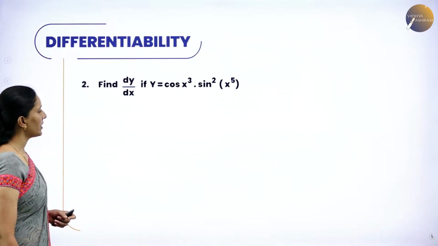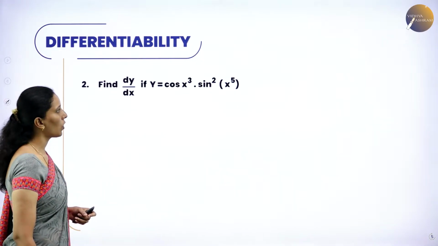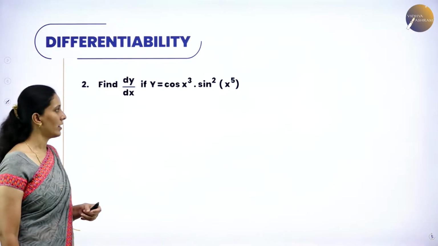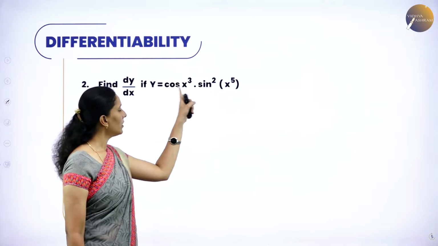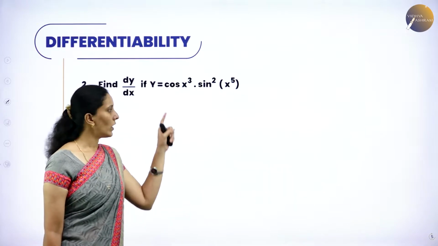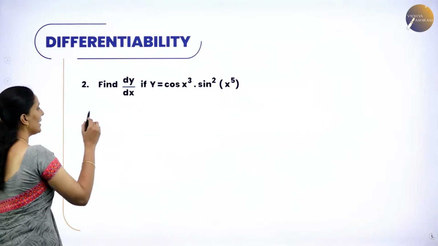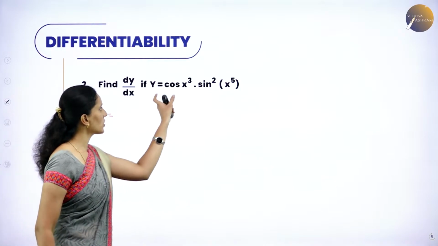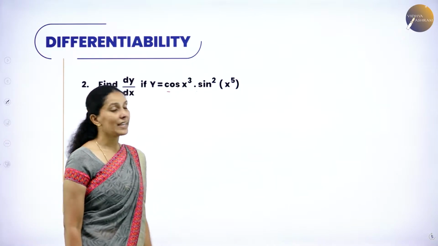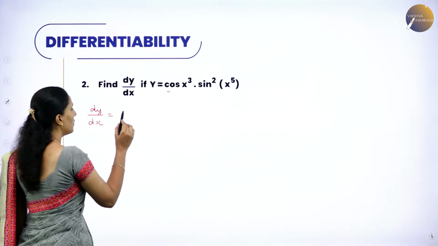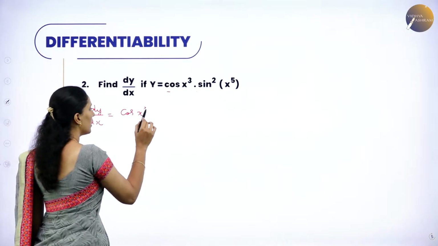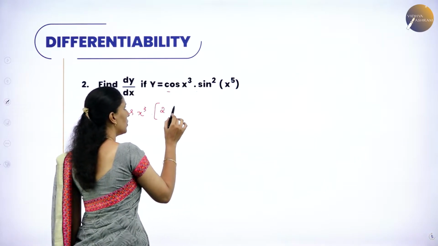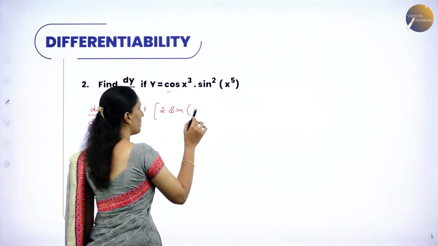Next one, find dy by dx if y is equal to cos x cube into sin square x to the power 5. So clearly here we have two functions in the form of a product, so let us apply the product rule. So dy by dx: the first function is cos x cube and the second function is sin square x to the power 5. So we have first function into derivative of the second. So when you have sin square, just write it as 2 sin x to the power 5.